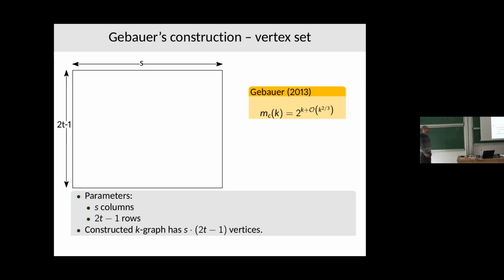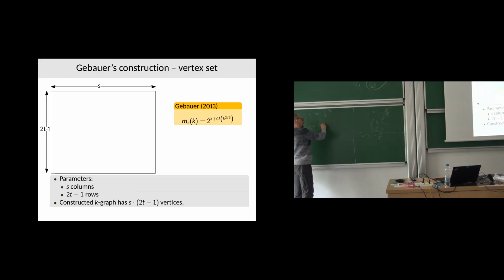Okay, and s is much larger. Something like k over t times 2 to the t. 2 to the t, right? It's the dominating factor here. So it's exponential. Okay, so this already says what the number of vertices would be, and you can see it's exponential.